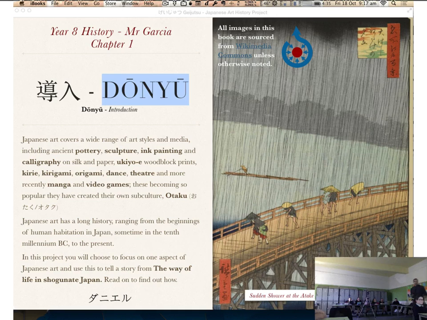So in this project, this is what you're going to do. You're going to choose to focus on one aspect of Japanese art, and you're going to choose this yourself, all right? And you're going to do it to tell a story. You're going to tell a story of life in Japan, in the period of Japan that we're going to be studying over the next month as well, okay? So, let's find out what we're going to be doing. Oh, by the way, that's Daniel, which I thought was cool.